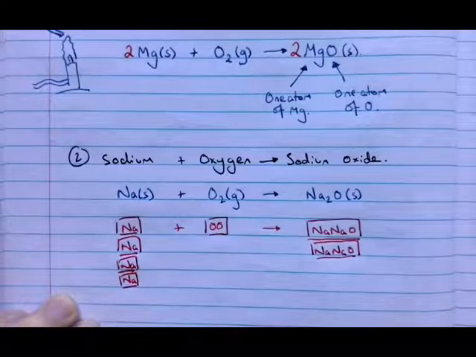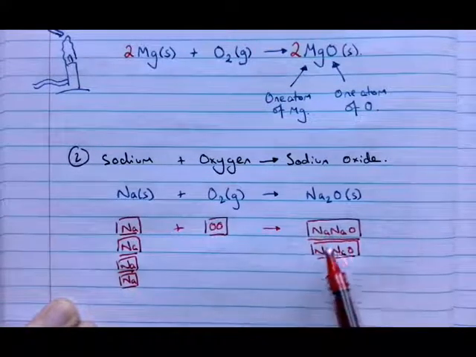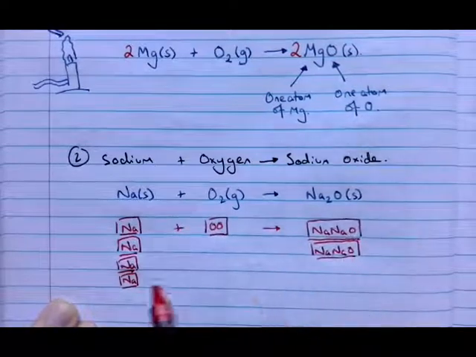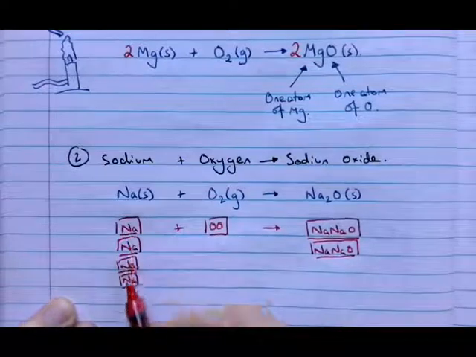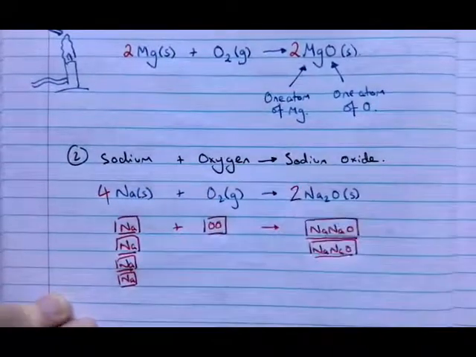Okay, so I'll just check it. On the left hand side, I've got 1, 2, 3, 4 sodiums, 1, 2, 3, 4 sodiums, and I've got 1, 2 oxygens, 1, 2 oxygens. Okay, so it's all balanced. So that's a 4, that's a 1, leave it there, and that's a 2.